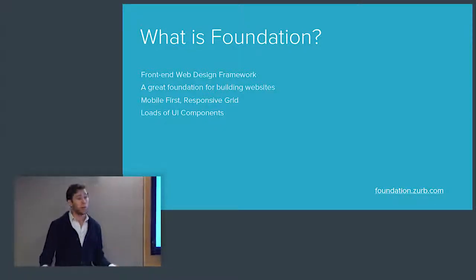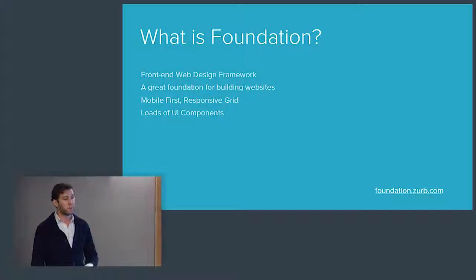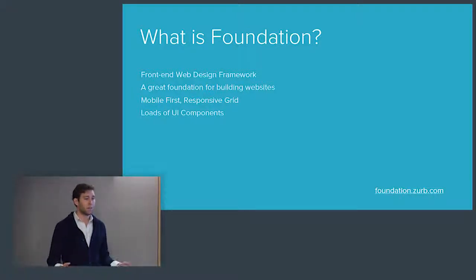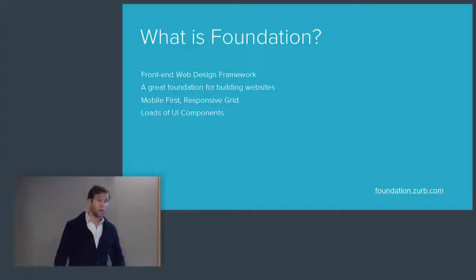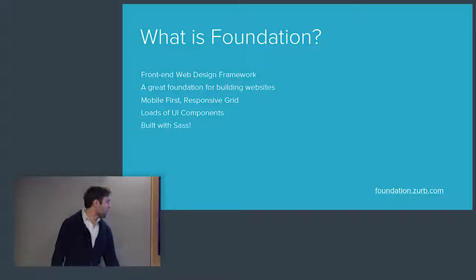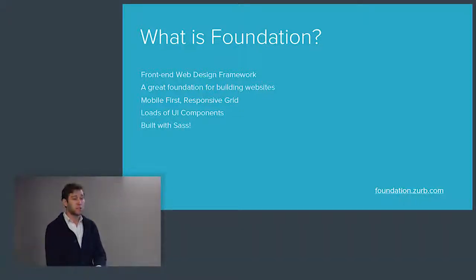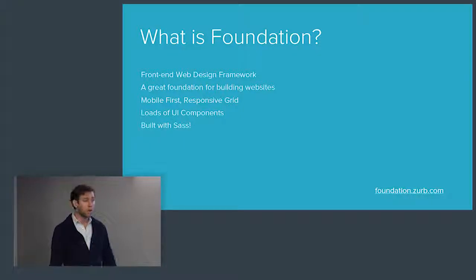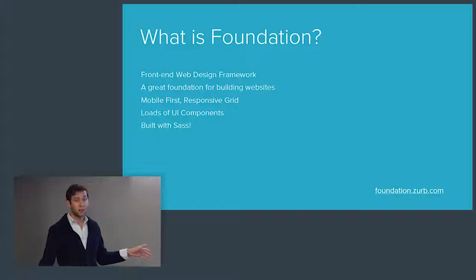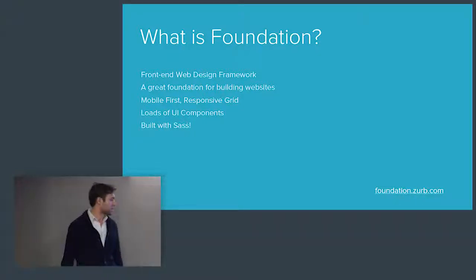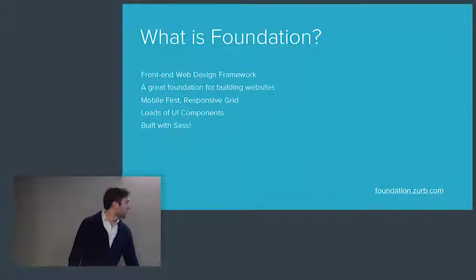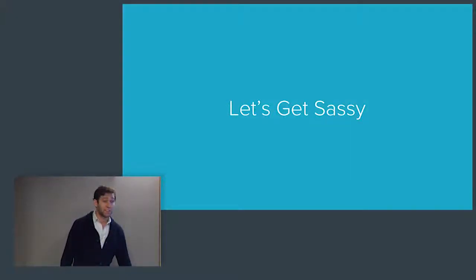After that, we have loads of UI components. So things like navigations, form elements, buttons, typography, everything that you need to start building a basic front end and then add in your own style later. And it's built with Sass. So there is a vanilla CSS version of Foundation, but it's all compiled from what we do in Sass. We love Sass, obviously, because it's awesome. And everything that we build in Foundation is built with Sass because it allows us to create really powerful layouts and customize things really, really easily. All right, let's get sassy.